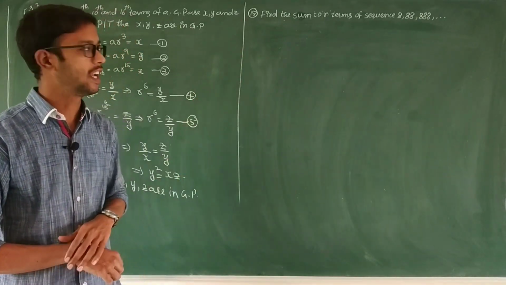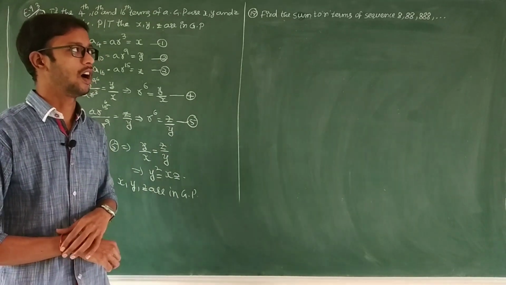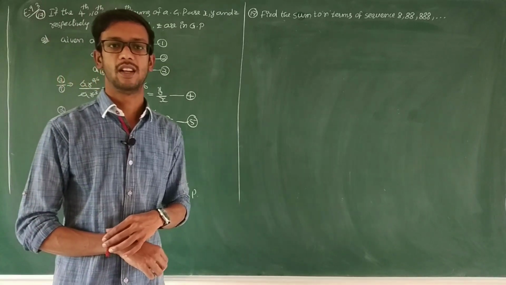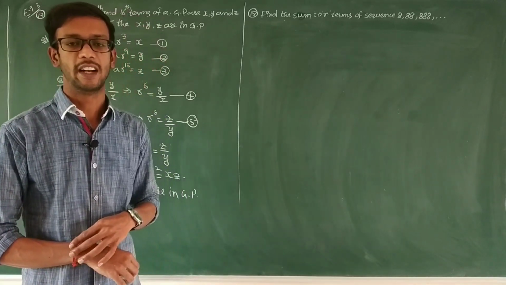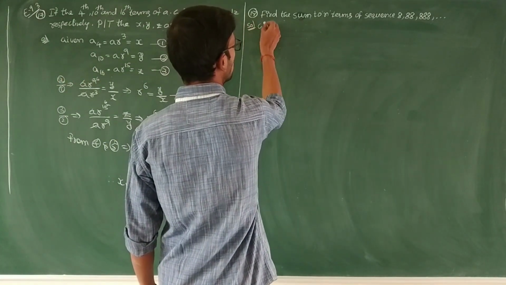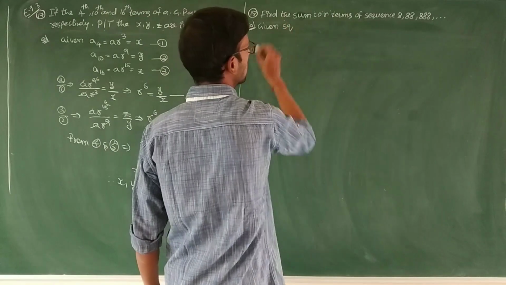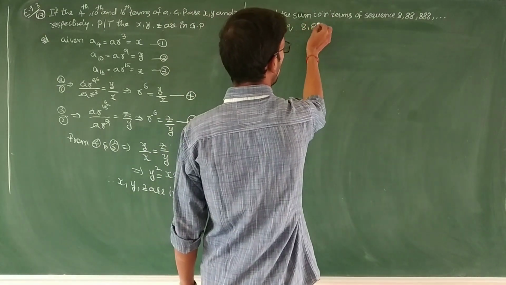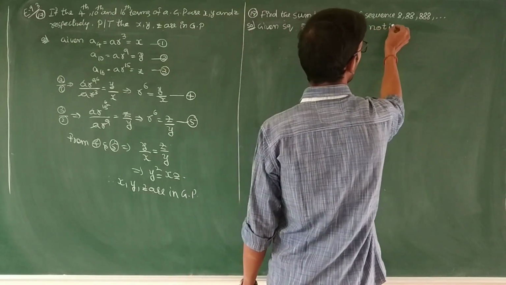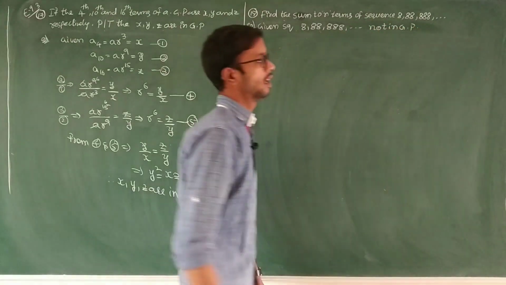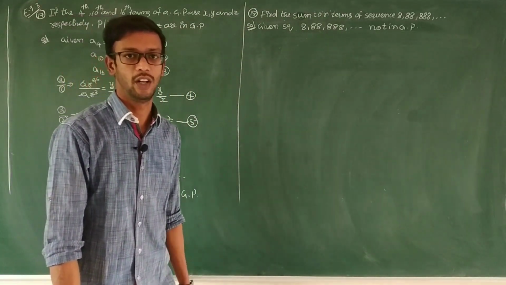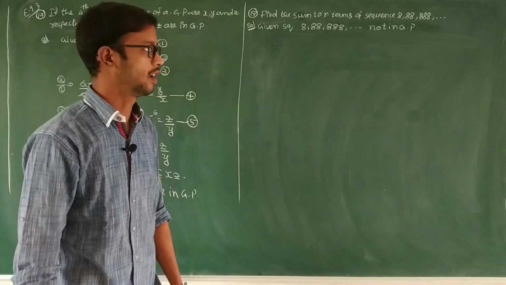Next, problem number 18. Find the sum to n terms of the sequence 8, 88, 888. One example problem we also discussed: 7, 77, 777 and so on. In a similar way, this one also. First of all, the given sequence 8, 88, 888 and so on is not in geometric progression. Why? Because the first ratio is 11 and the next ratio is 111, so that's why it is not in GP.